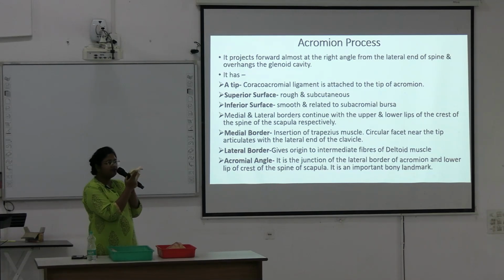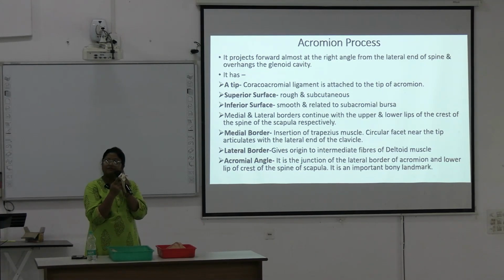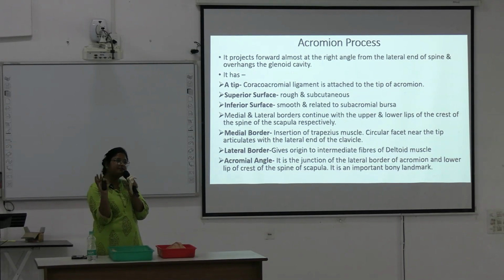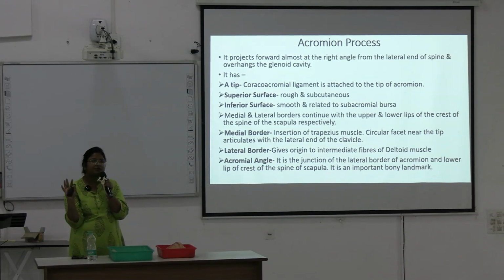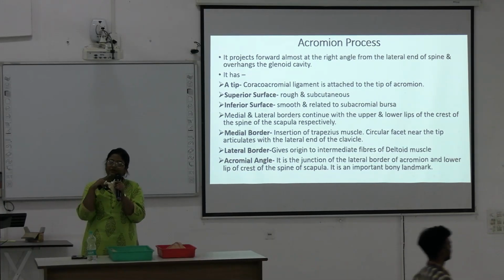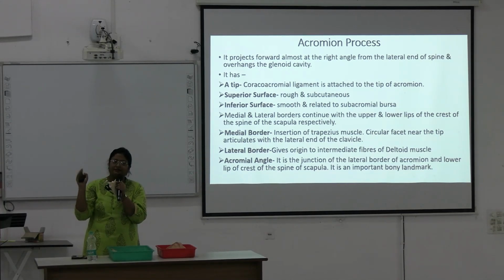So, this sharp bend between the lower lip of the crest of the spine and the lateral border of the acromion, here is the acromial angle. This is the acromial angle, and here is the tip of the acromion. Those are two separate points. Don't confuse between these two. Okay, understood? The tip gives attachment to one ligament. We have discussed previously, the coracoacromial ligament.